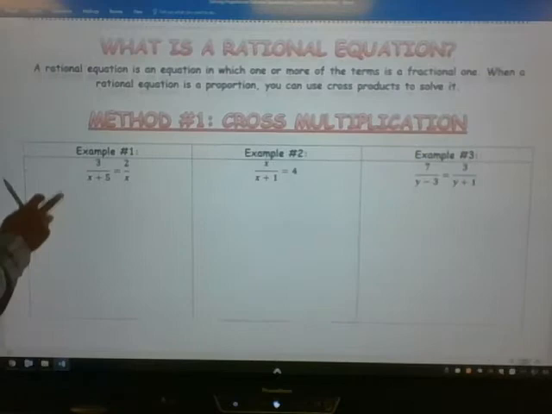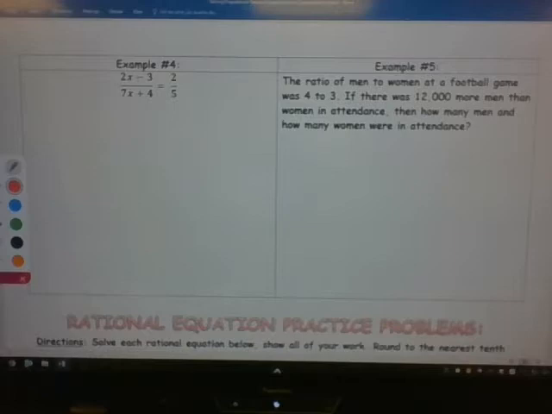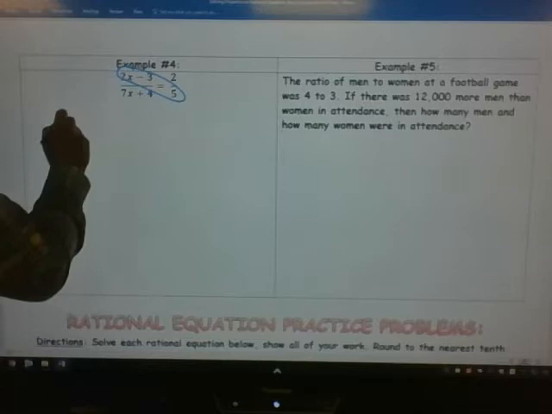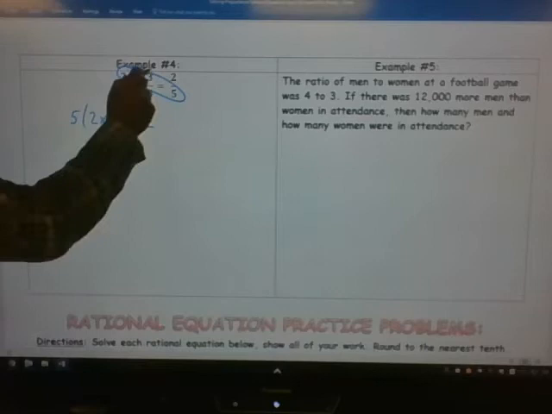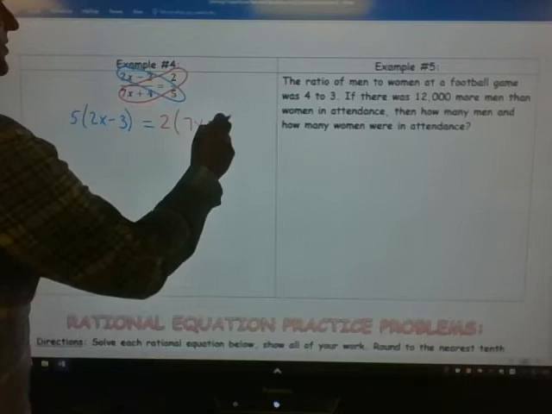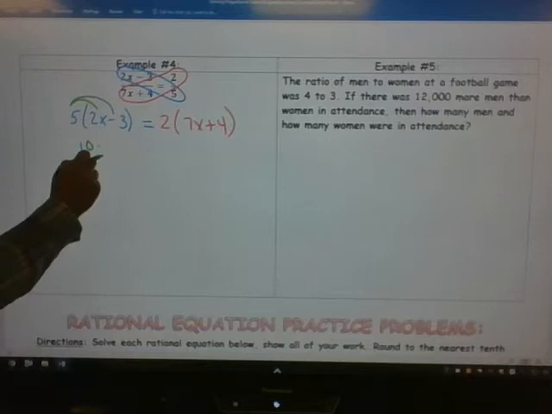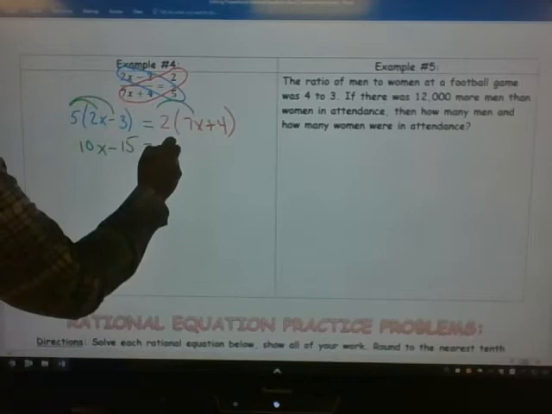Example 4. Let's do 2 more examples and we'll be done with this. So we have the first set would be 5 parentheses 2x minus 3. And now my other product will be 2 parentheses 7x plus 4. That's the start. Now what we'll do is we'll distribute. So 5 times 2x is 10x. 5 times a negative 3 is negative 15. 2 times 7x is 14x. 2 times 4 is 8.